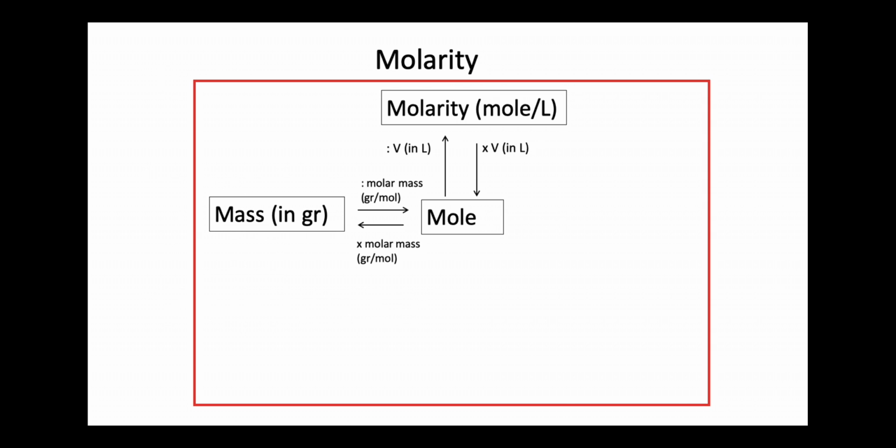I showed you this overview of how to go from moles to molarity. When I know the moles, I divide by the volume of my solution, and then I have moles per liter. If I know my molarity, so my concentration, and I know my volume, then I can multiply these two and I get the number of moles. Also, remember how to go from moles to grams. From moles, I multiply with the molar mass and get grams, and from grams back to moles, I divide with the molar mass.